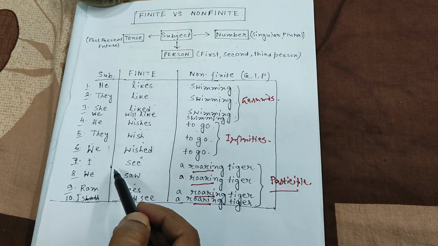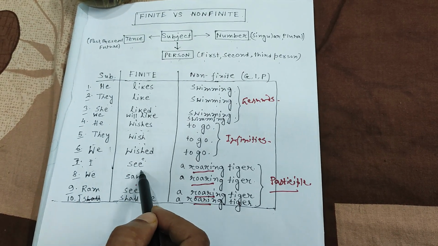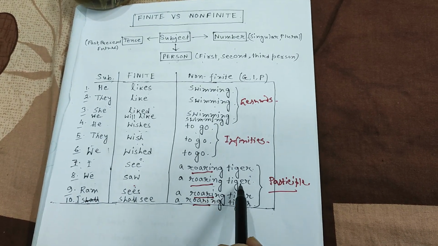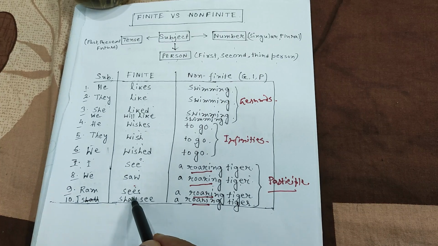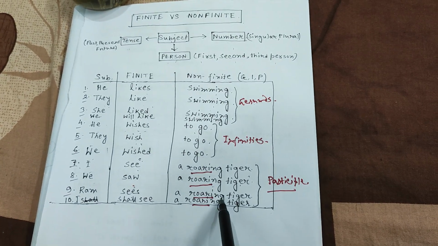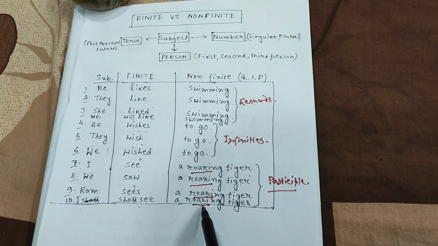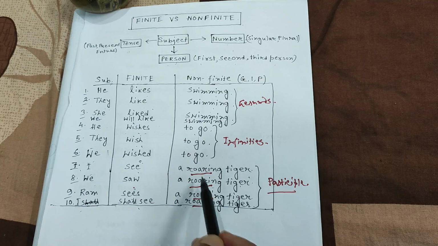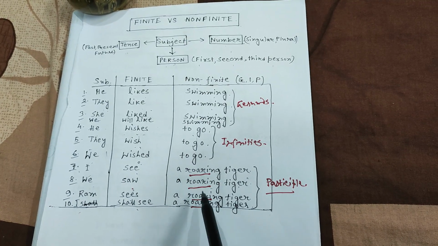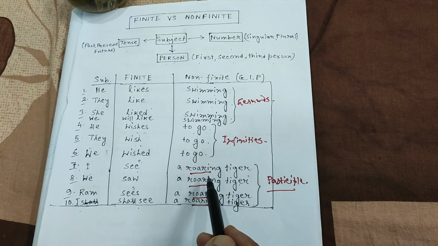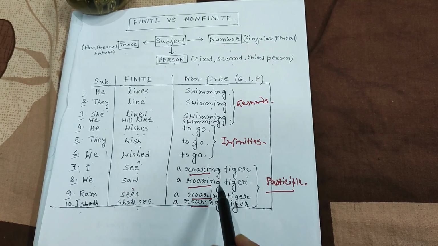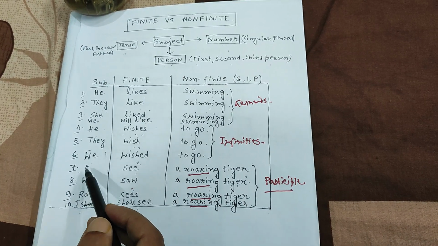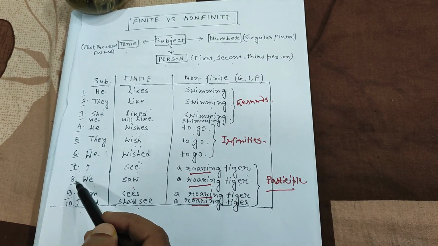Again, let us proceed. I see a roaring tiger. We saw a roaring tiger. Ram sees a roaring tiger. I shall see a roaring tiger. So these are the participles, verb plus ing word. So you can very well understand and clearly see that there is no change in the participles, although the subjects change according to number and person.